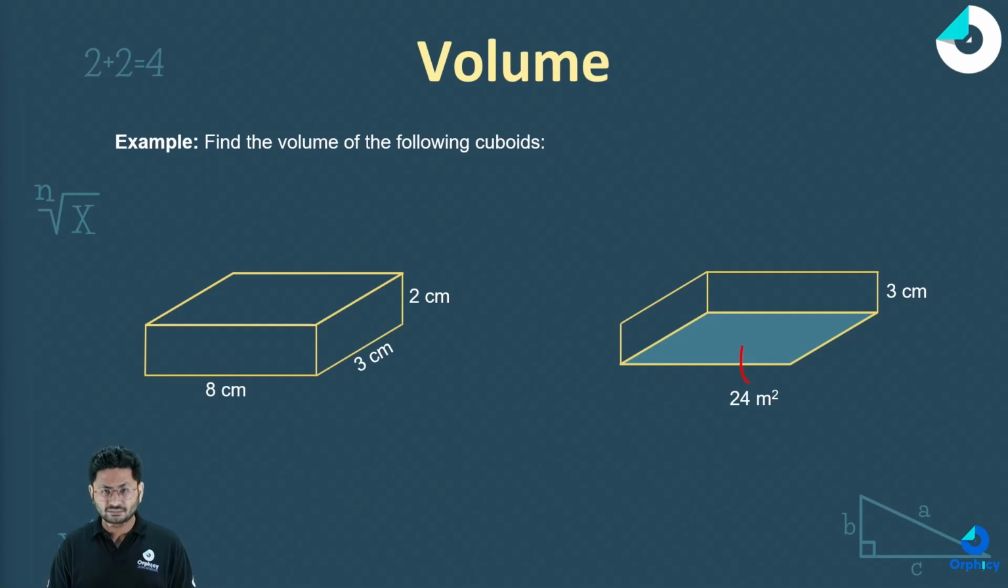In this, volume would be 8 into 3 into 2, 8 3 24 into 2, that is 48 centimeter cube. Always remember to mention the units, otherwise marks will be deducted in the exam. Great. If I talk about the second one, the area of the base and the height are given. So can I directly do area of the base into height? Absolutely, I can. It will be 72 meter cube.